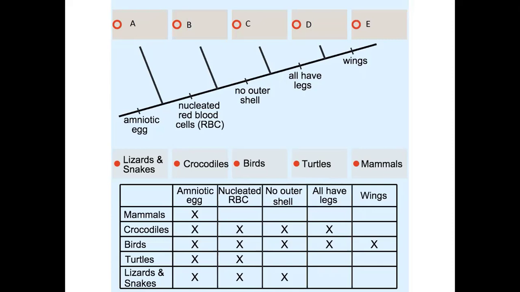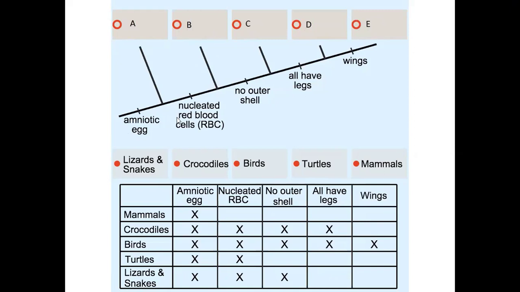All right. So it is indeed E. Yes. So birds have an amniotic egg, a nucleated red blood cell, no outer shell like a turtle would have. Birds have legs, and they also have wings. So birds cannot be in this position, because that suggests that this organism in A doesn't have nucleated red blood cells, no outer shells, and all have legs. It does not have those if it is up here. So it can't be A, B, C, or D, it has to be E because it has all of these characters.